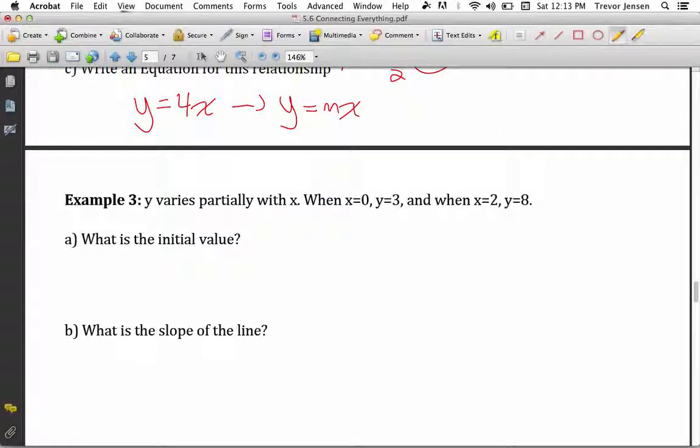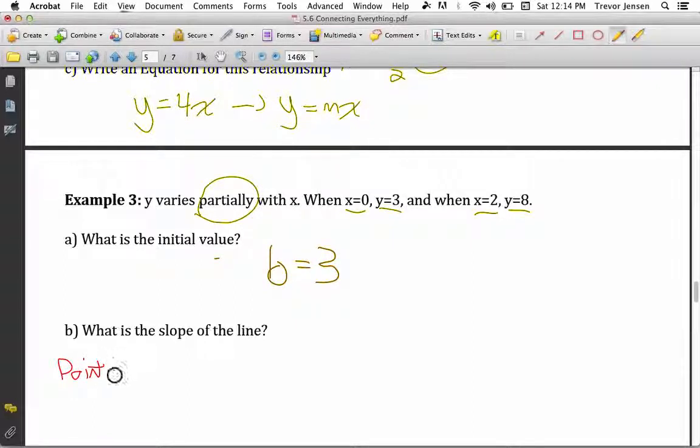Example 3, y varies partially with x. So in this case it tells us it varies partially. So that means that it is a straight line, but its initial value is not 0. It also tells us when x is 0, y is 3, when x is 2, y is 8. So what's our initial value? Initial value means when x is 0, what does y equal? And we know in this case, it tells us right in the question, when x is 0, y equals 3. So our initial value, our b value, is equal to 3. What is the slope of the line? Well, we need our 2 points.